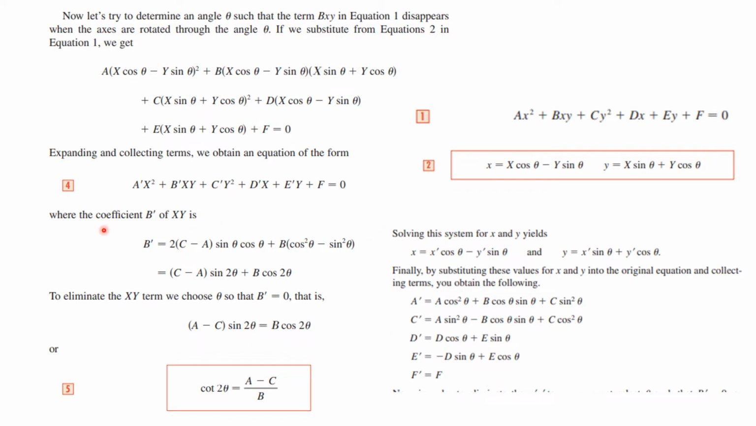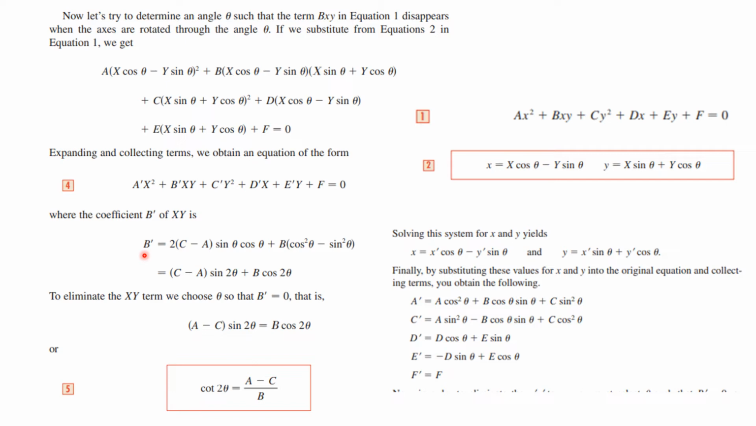But well, the coefficient of b prime is going to be this. So the coefficient of b prime will be 2 times c minus a, sine theta cosine theta, plus b times cosine squared theta minus sine squared theta. Now this is a trig identity, so that is cosine of 2 theta. And this 2 times sine theta cosine theta is sine 2 theta. So here is b prime. We want b prime to be 0.